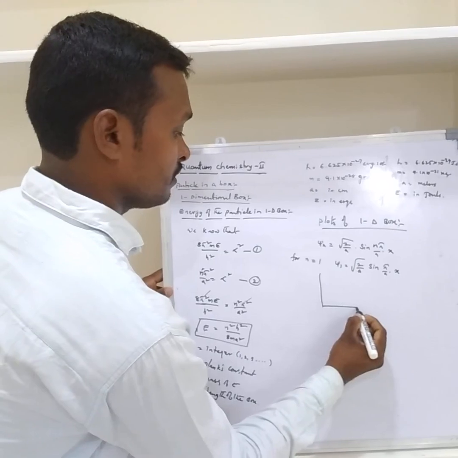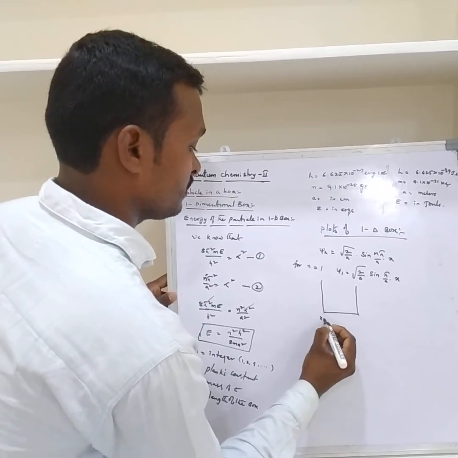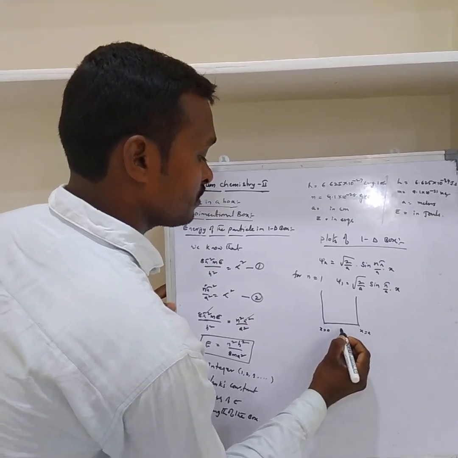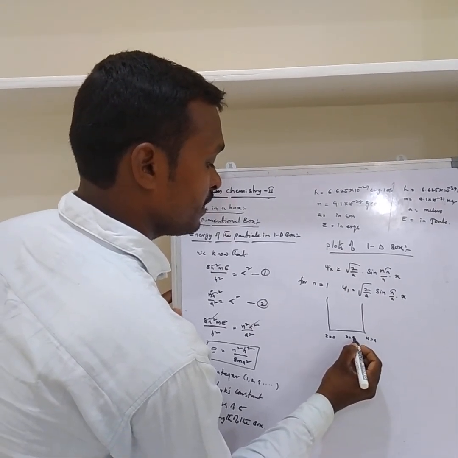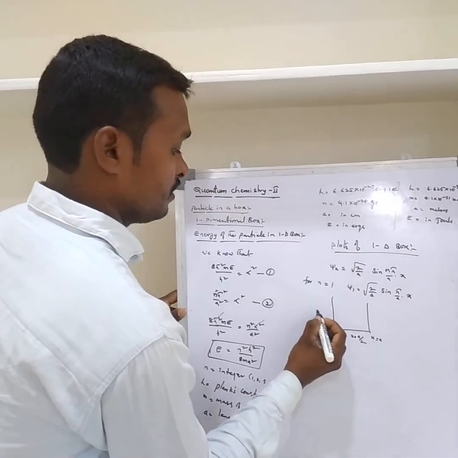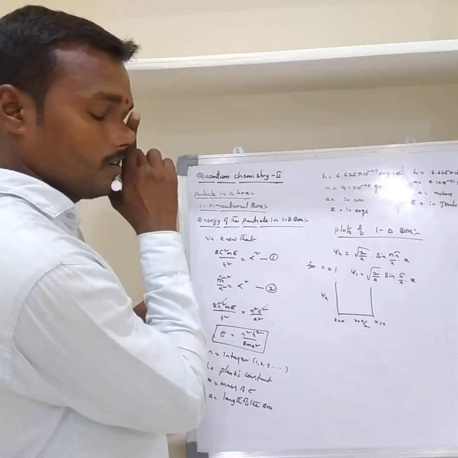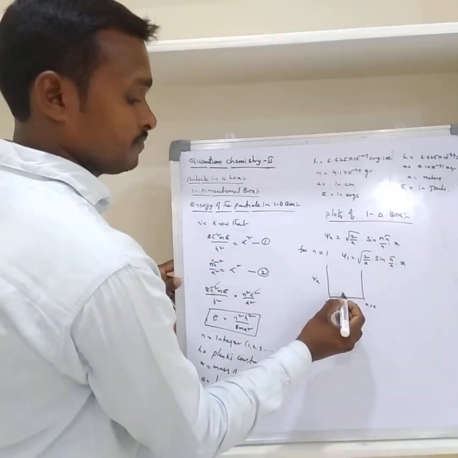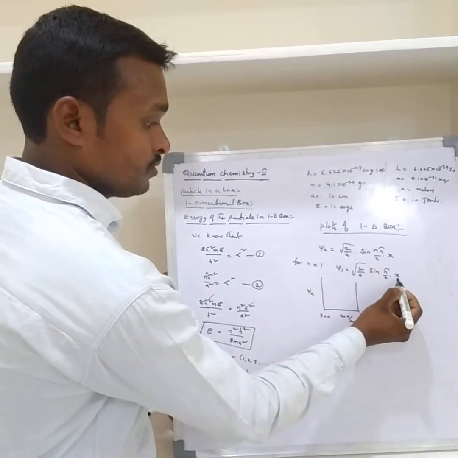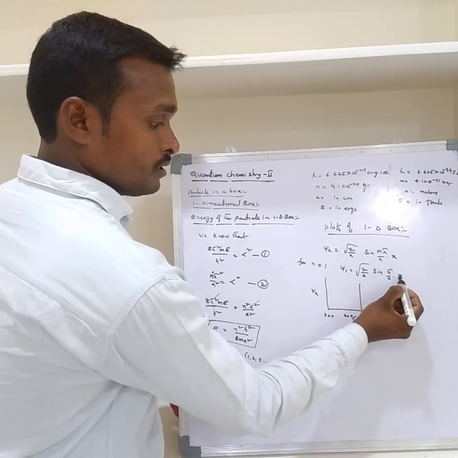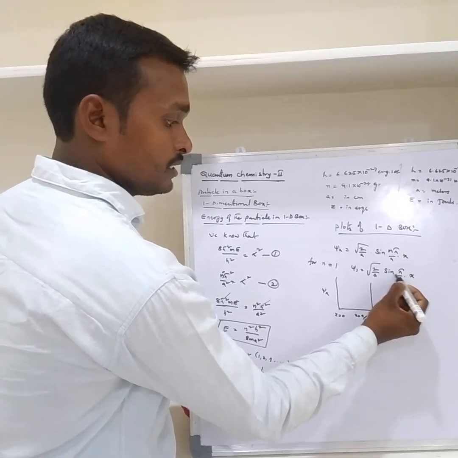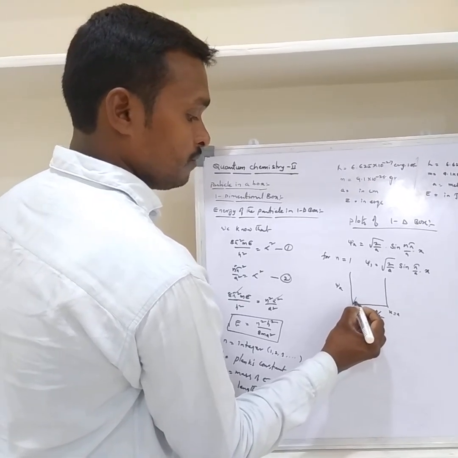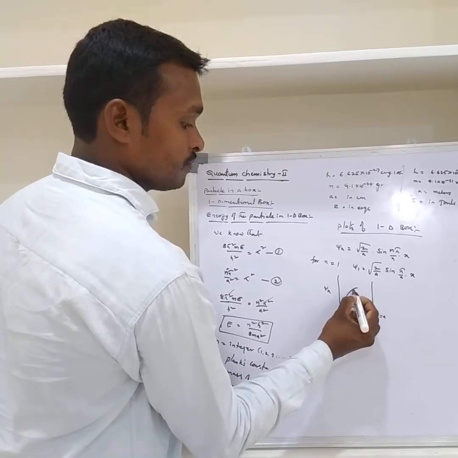Here x equals 0 and x equals a. At the middle of the box, the x value will be a by 2 of the length. When we draw the plot between psi x versus x, substitute x equal to 0: 0 into pi is 0, sin 0 is 0. Therefore the psi x value will be equal to 0.